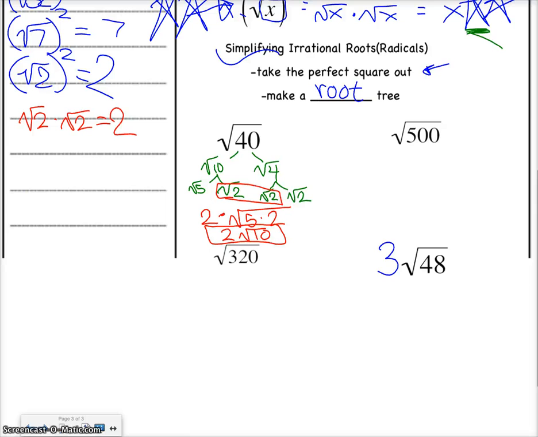Let's try that again. So looking at the square root of 500, I break this down into the square root of 100 and the square root of 5. Do you feel like you could start that? Maybe it's that last part that's messing you up a little bit.